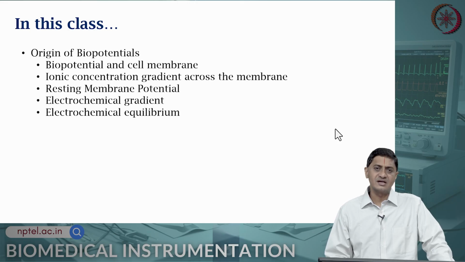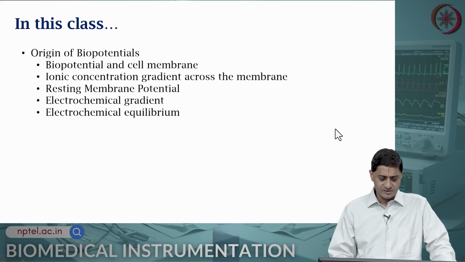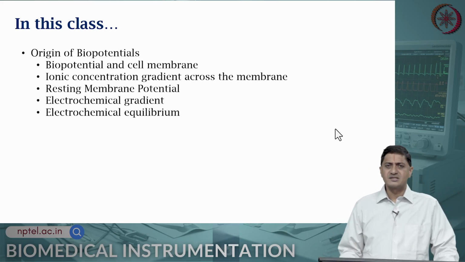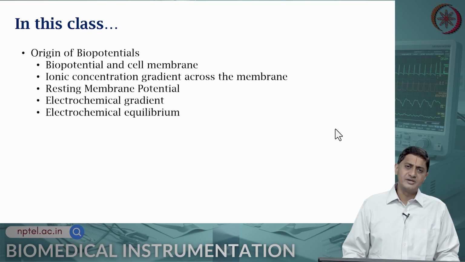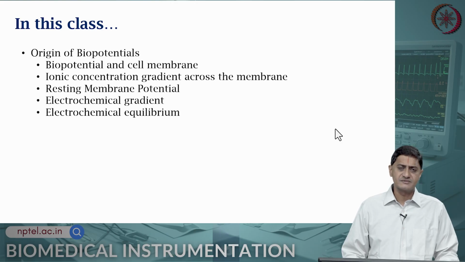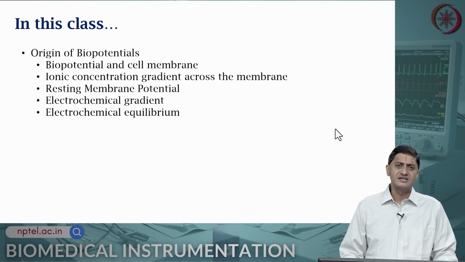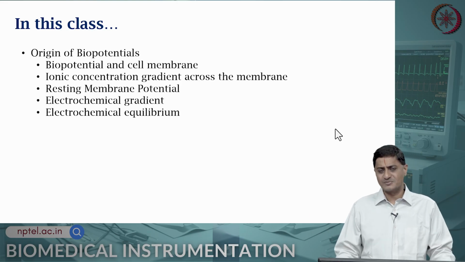Electrochemical gradient and electrochemical equilibrium. These topics are discussed in a bit more detail in my other course on neuroscience of human movements. I will ask the TAs to share with you the links in which detailed lectures on these topics are available, but this is a course on biomedical instrumentation, and so here we will briefly discuss this.